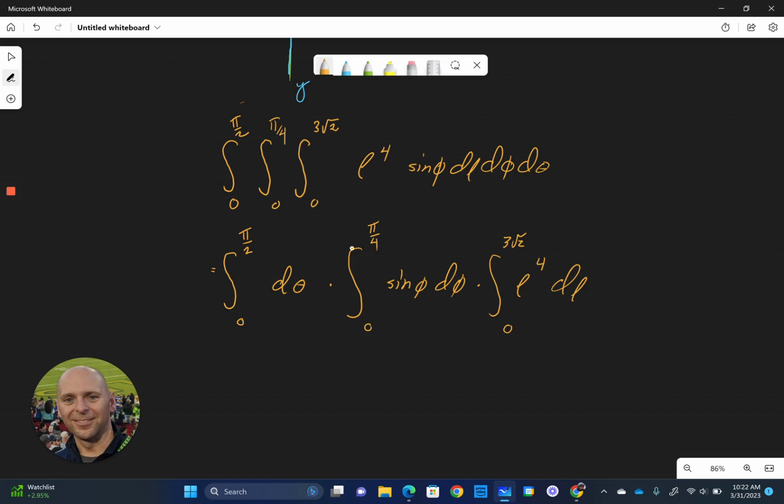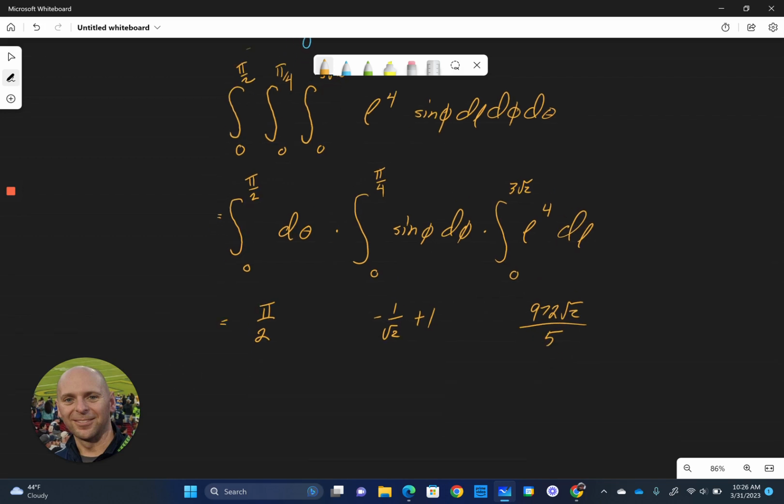The first one is just going to integrate to pi over 2. The second one is going to integrate to minus 1 over root 2 plus 1. And the last one is going to integrate to 972 root 2 over 5. So multiplying all of those together then, we end up with a grand total of, well, let's just say it's some big ugly number.